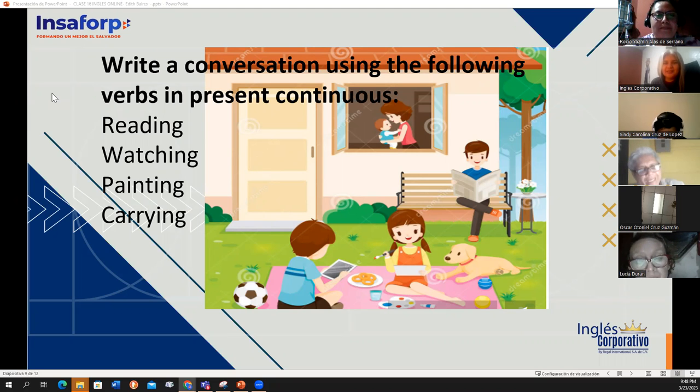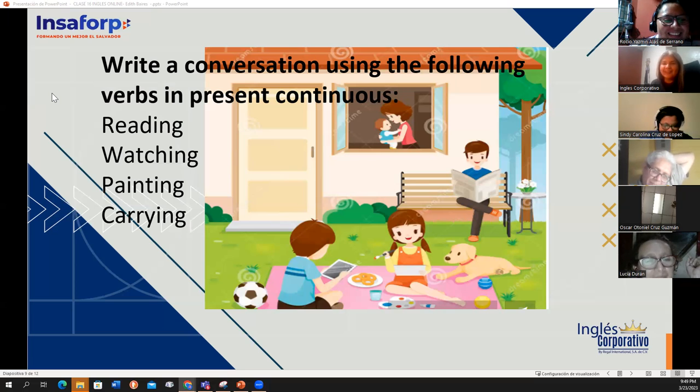Oscar Otoniel? Are you there, Oscar? Oscar? Okay. Me dejó la cámara encendida y se fue Oscar. Okay, Mayra, Xiomara. Mayra. A ver si anda en el baño.